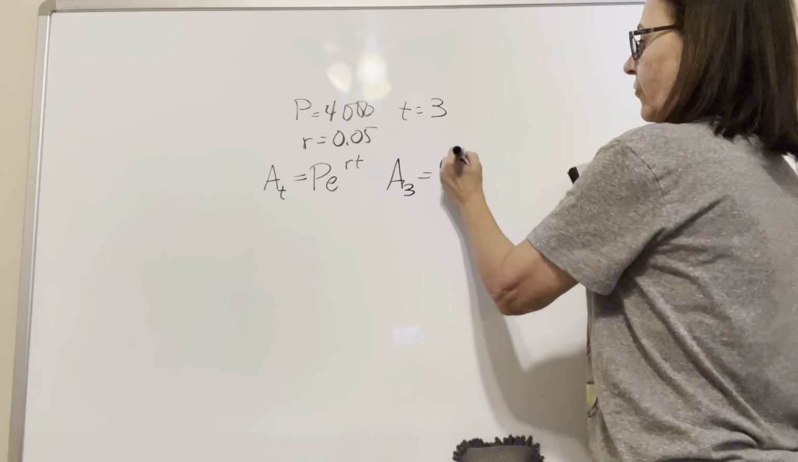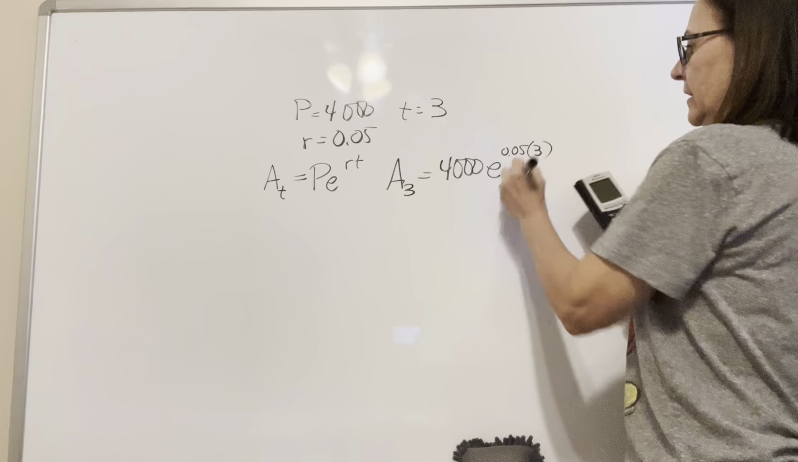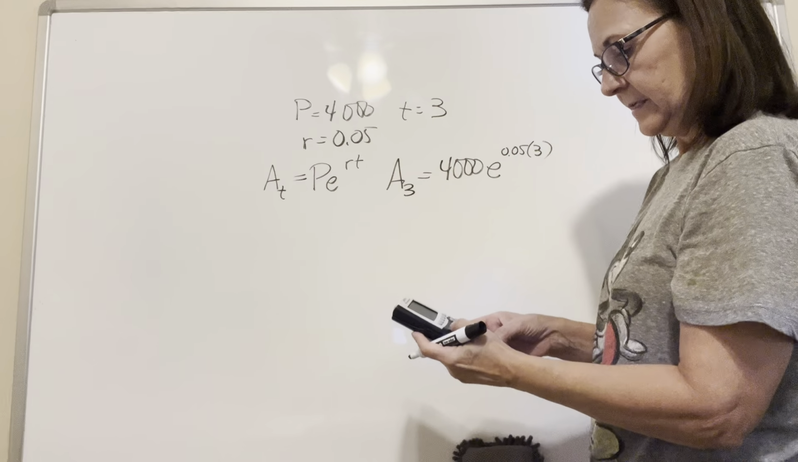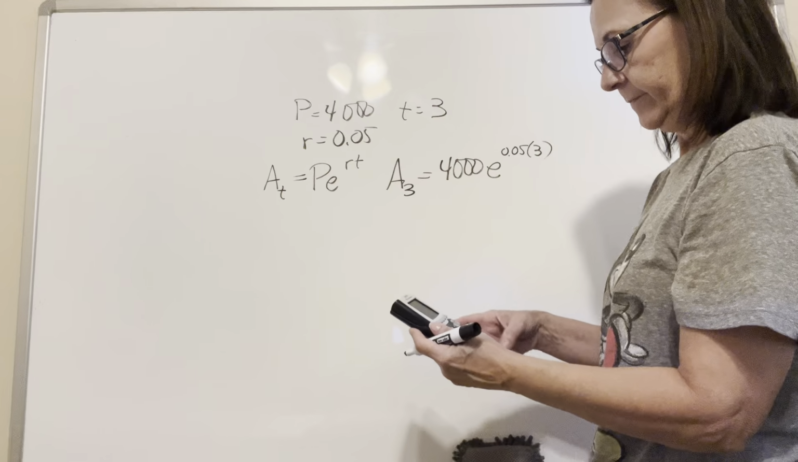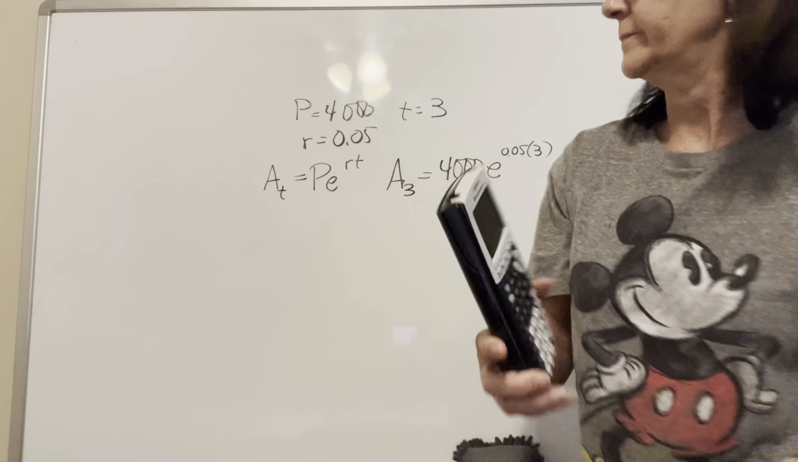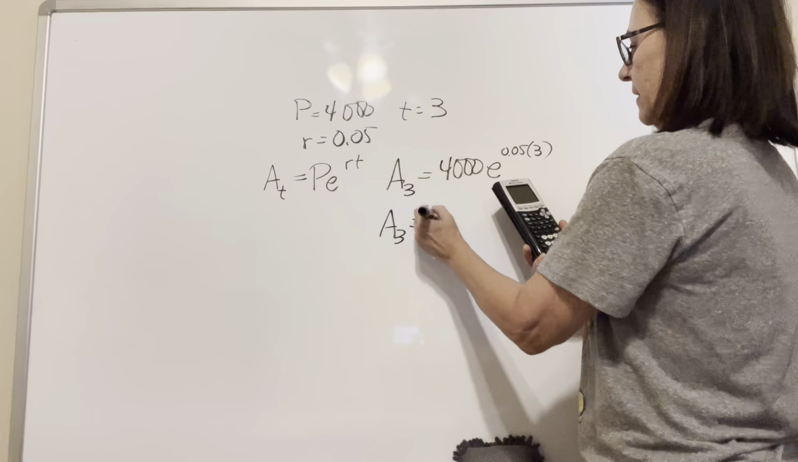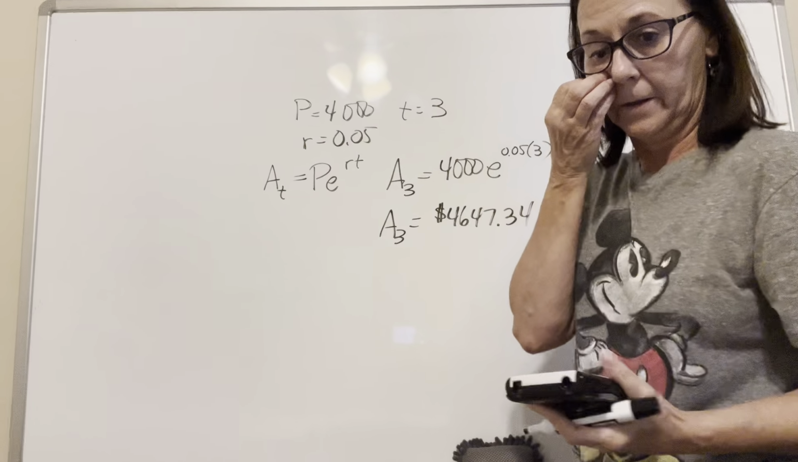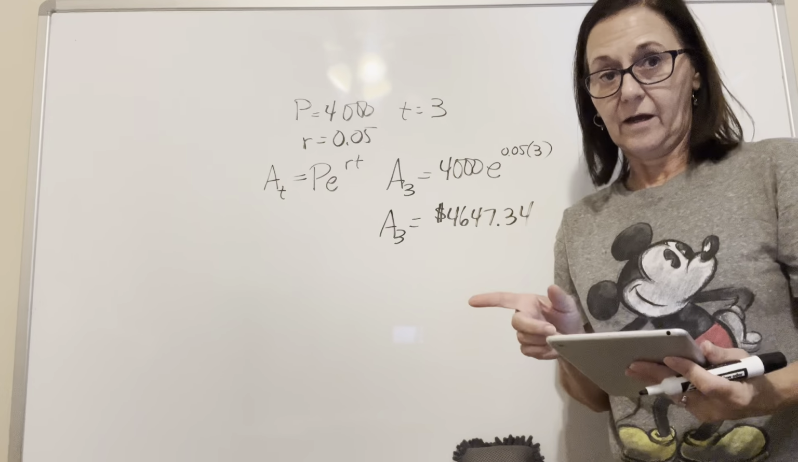values in. It's 4,000 times e raised to the 0.05 times 3. 4,000 times second ln, 0.05 times 3. So the amount after 3 years is $4,647.34. We like compounded continuously.